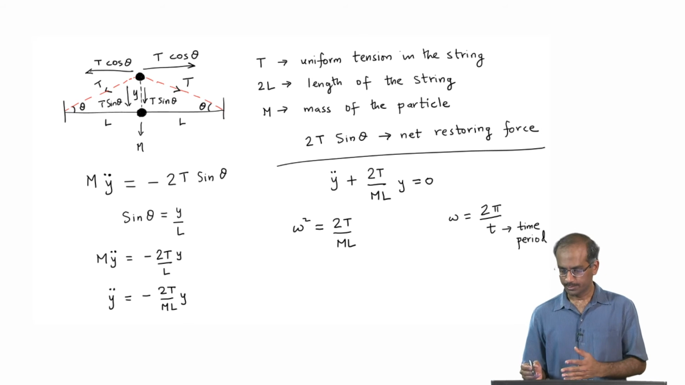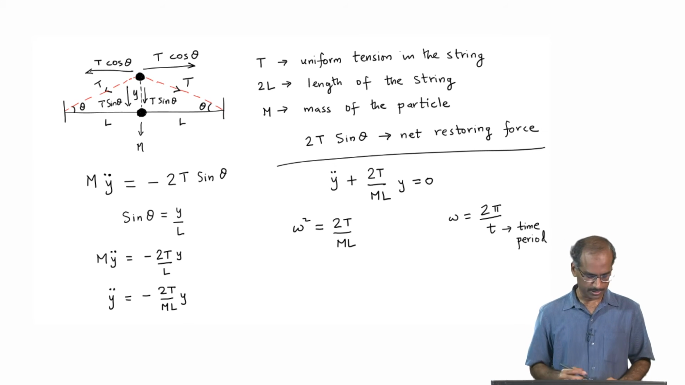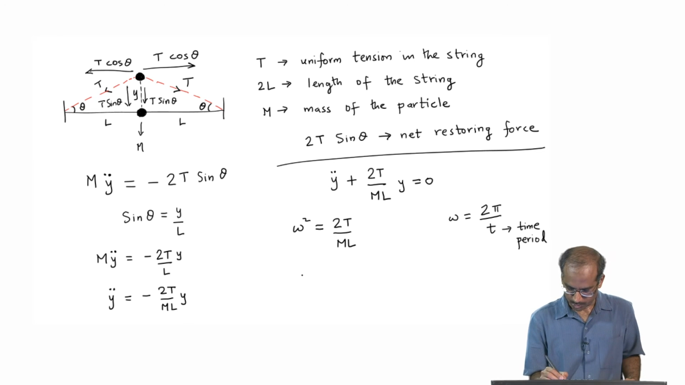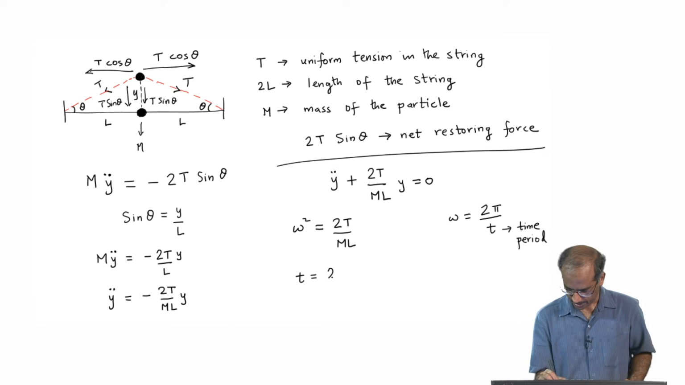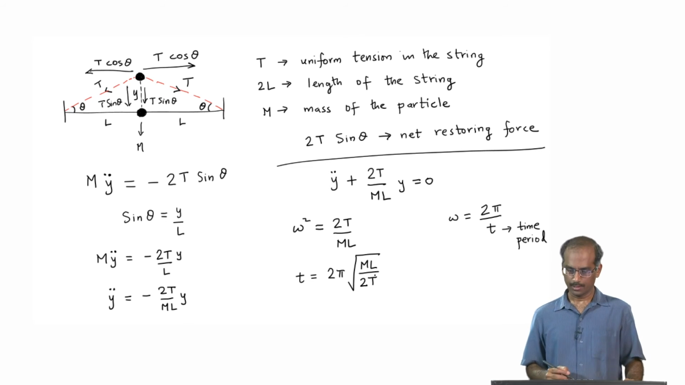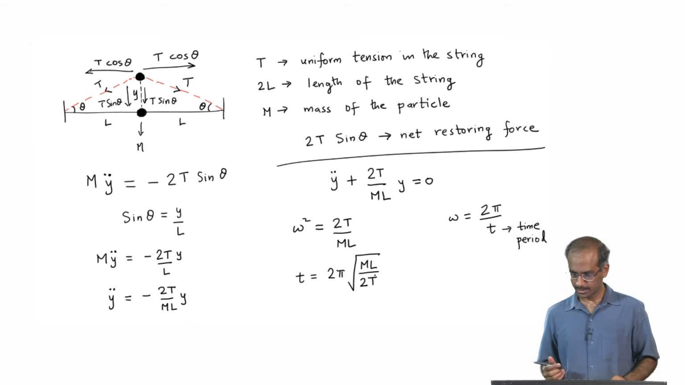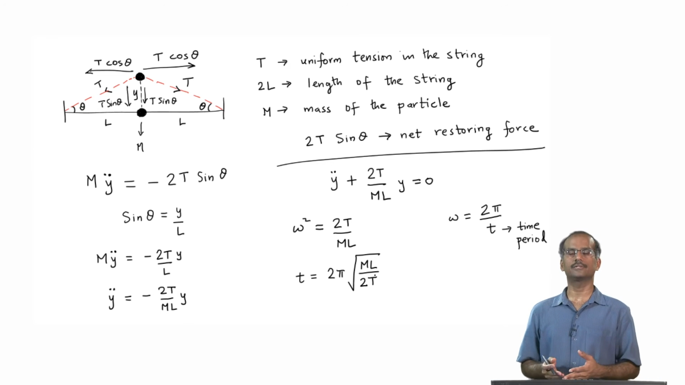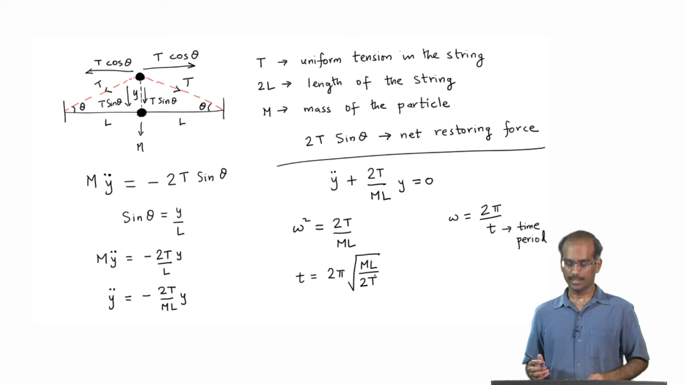If you substitute omega in this equation and do a simple rearrangement, we should be able to get t, which is the time period, equal to 2 pi into square root of m L divided by 2 T. And again I will leave it as an exercise for you to verify that the right hand side of this equation does indeed have the dimensions of time.